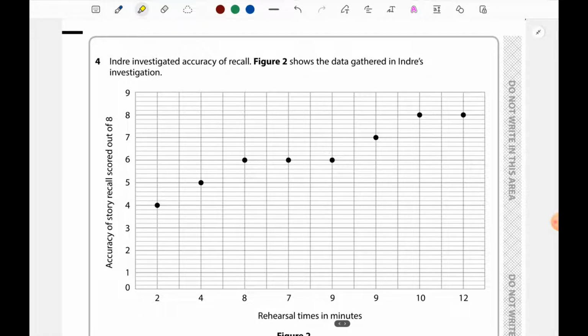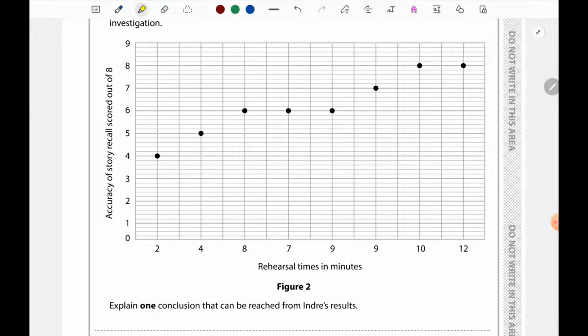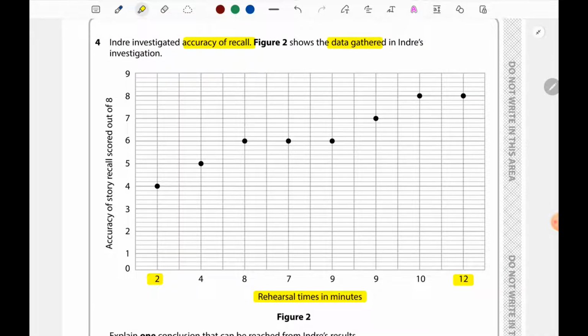This is question 4, a separate question again. Inder investigated accuracy of recall, and figure 2 shows data gathered in Inder's investigation. On the x-axis, we have rehearsal time in minutes, which is ranging from 2 to 12. And on the y-axis, we have accuracy of story recalled out of 8, ranging from, I'm sorry, 0 to 8. They have shown 9, but of course that's not within the range of the study.